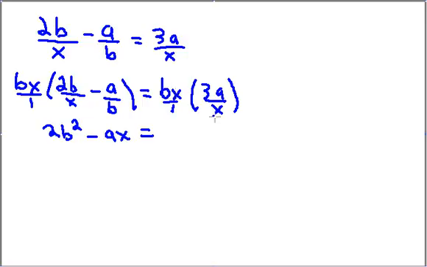Then over on the right-hand side, we can see here that when we multiply this bx through, that's going to cancel this x down here. What that'll then leave us with on the right-hand side when we distribute this through or multiply it out is we're going to be left with 3ab over 1, which is just simply the same thing as 3ab.